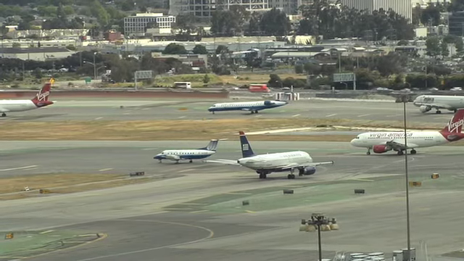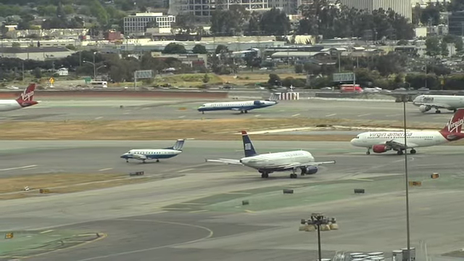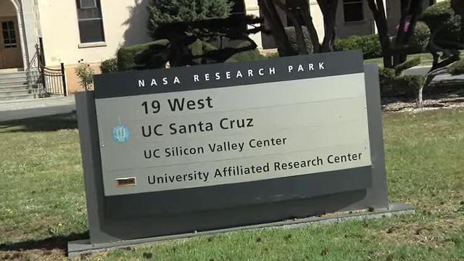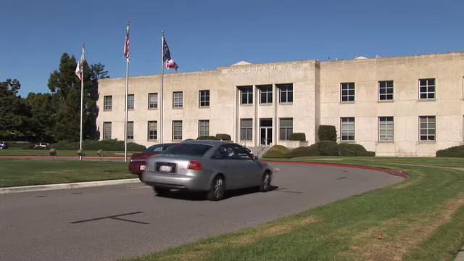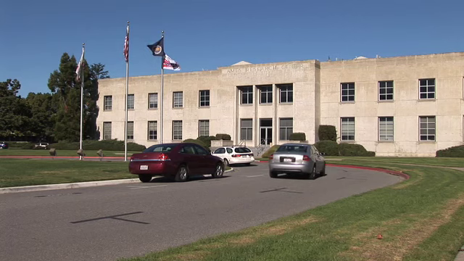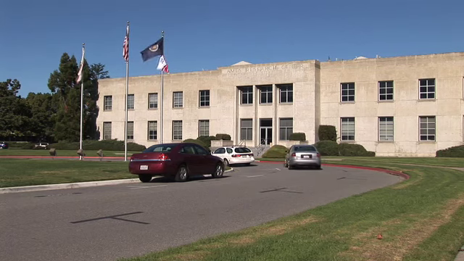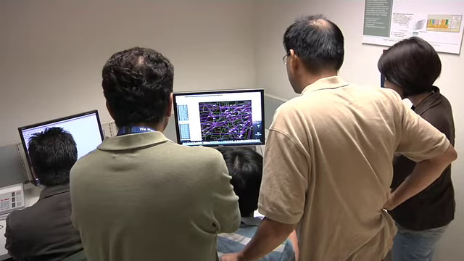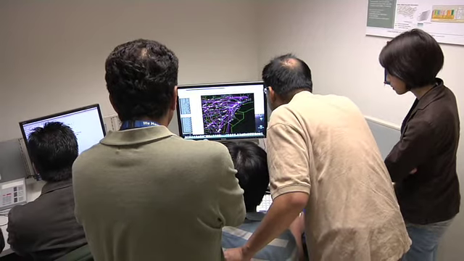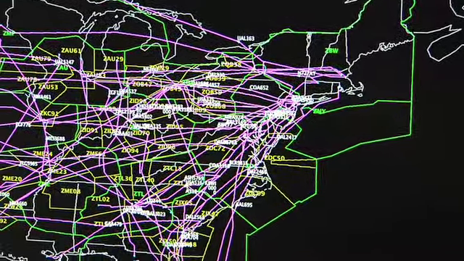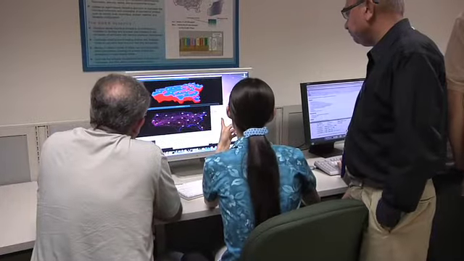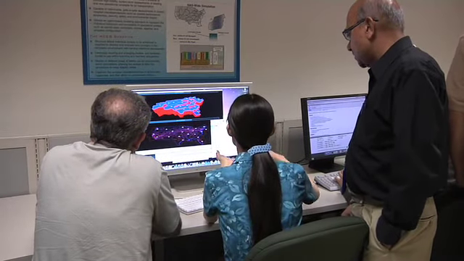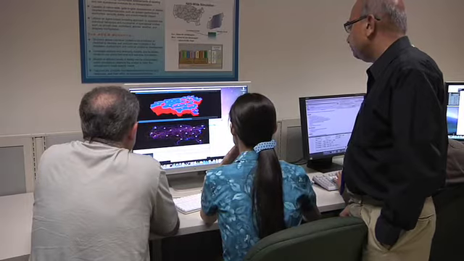Transforming the national airspace is the mission of air traffic management researchers at the University of California, Santa Cruz. Working in collaboration with colleagues at NASA's Ames Research Center and the Federal Aviation Administration, UC Santa Cruz researchers use ACES to conceive and test new air traffic management concepts, while at the same time studying the performance impact of these concepts throughout the national airspace.